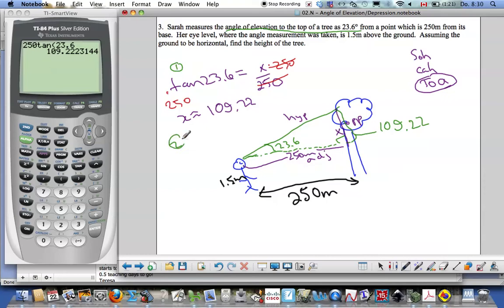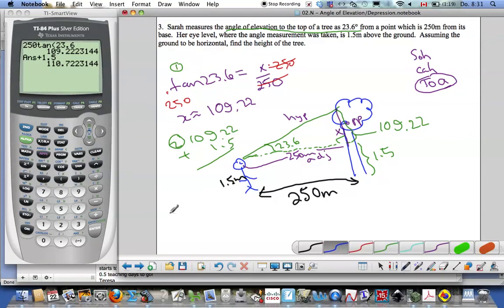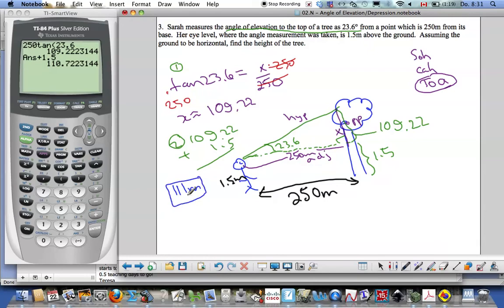Our second step is that we need the height of the whole tree. So we also need this, which is Sarah's height, 1.5. So we need to add that on. 109 plus 1.5, and there we go, it's 110.7. I'm just going to round it to 3 significant figures to be 111 meters. Done. Messy, but done.